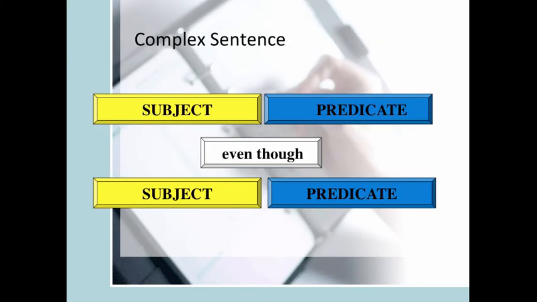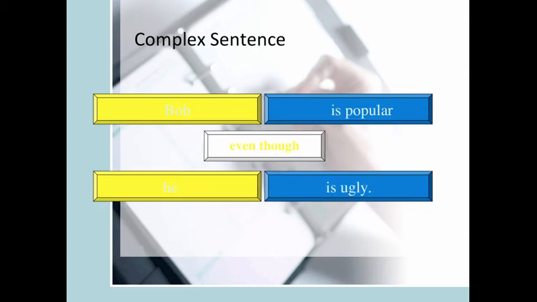A complex sentence has a subject and a predicate, a subordinating conjunction, for example, even though, and another subject and predicate. So it looks a lot like a compound sentence. The only difference is the function of the subordinating conjunction in the middle. So for example, Bob is popular even though he is ugly. Okay? You do not need a comma between popular and even though. You need no punctuation here at all.